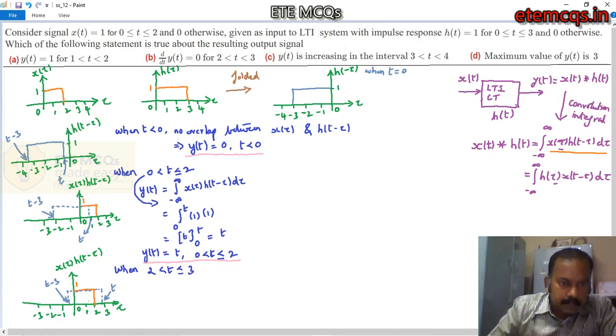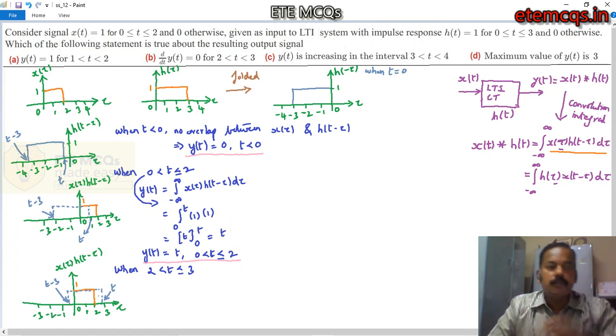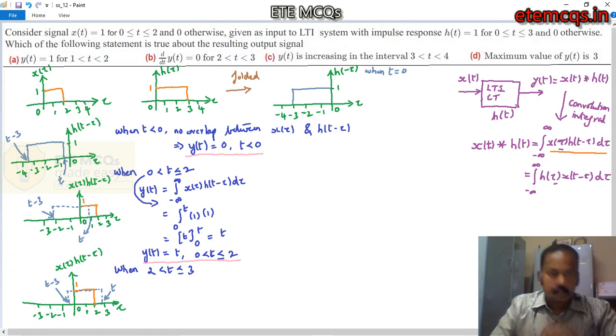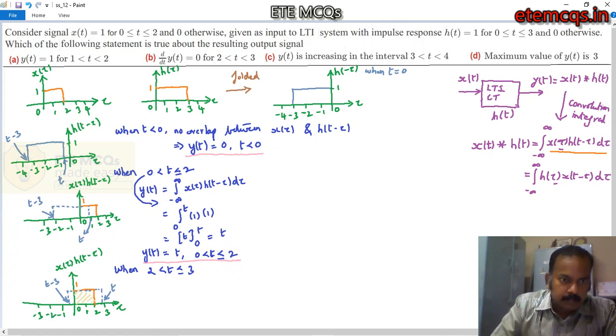Now you can notice that the region of overlap is between 0 and 2. This is the common region of overlap, because both the signals have an intersection over here. Whereas here the common region of overlap is between 0 and t. That is why you have the limits between 0 and t. Likewise, here the common region of overlap is between 0 and 2. So the integral limits will lie between 0 and 2.